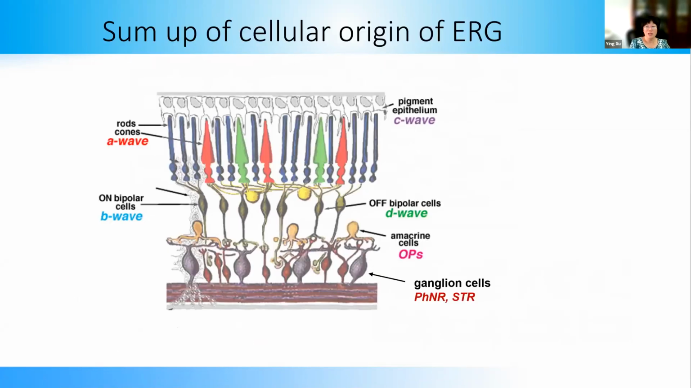After going through all the experimental data, here is the summary of the cellular origins of the ERG. Again, I hope the students can remember this because it matters when they design the experiment or when they want to test which kind of neurons get affected. So you have to pay attention to which kind of waveforms they want to measure. The A wave came from photoreceptors, the B wave originated from on-bipolar cells, the C wave came from the pigment epithelium, and the D wave came from the off-bipolar cells. Amacrine cells contribute to the OPS, and for ganglion cells, you can record the response by PhNR and STR. Again, this is important. You really want to memorize this.